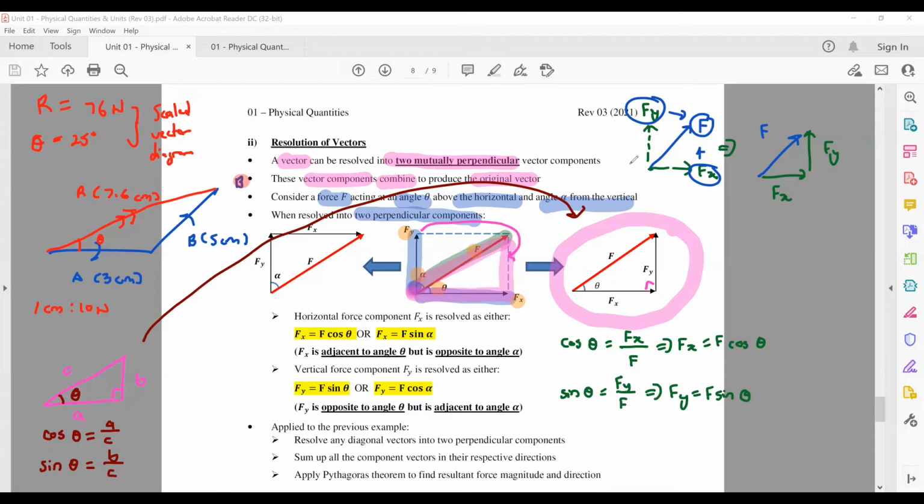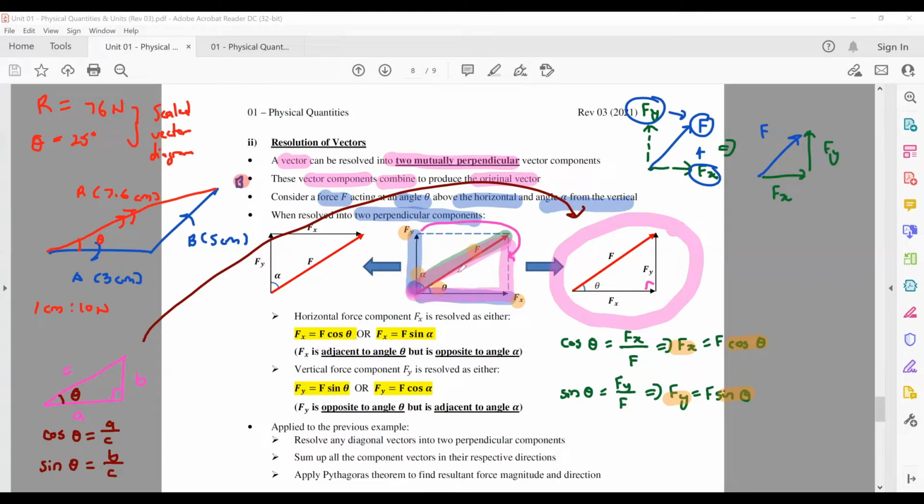Now, the common thing that some students tend to misunderstand is this. They have a tendency to always think that if it's the horizontal component, it's always cos. If it's the vertical component, it's always sine. This is actually not always true. It actually depends on how the angle is described in your question.